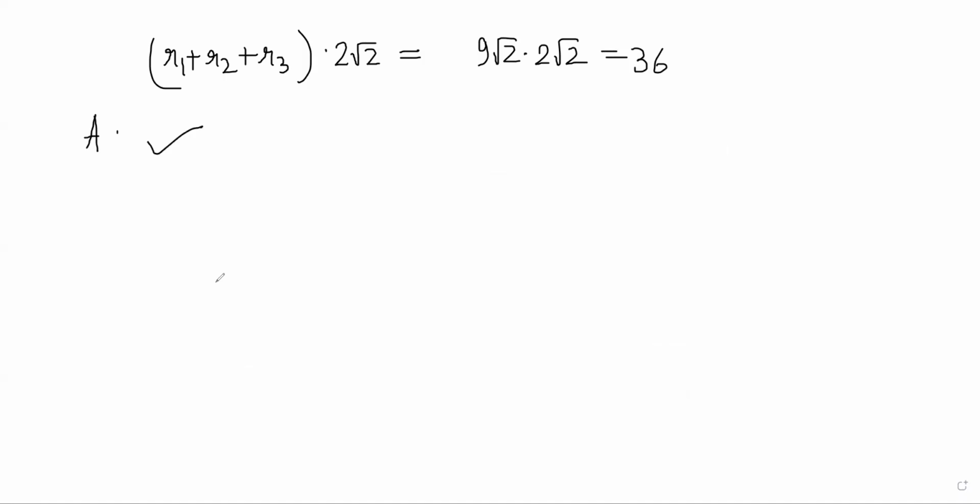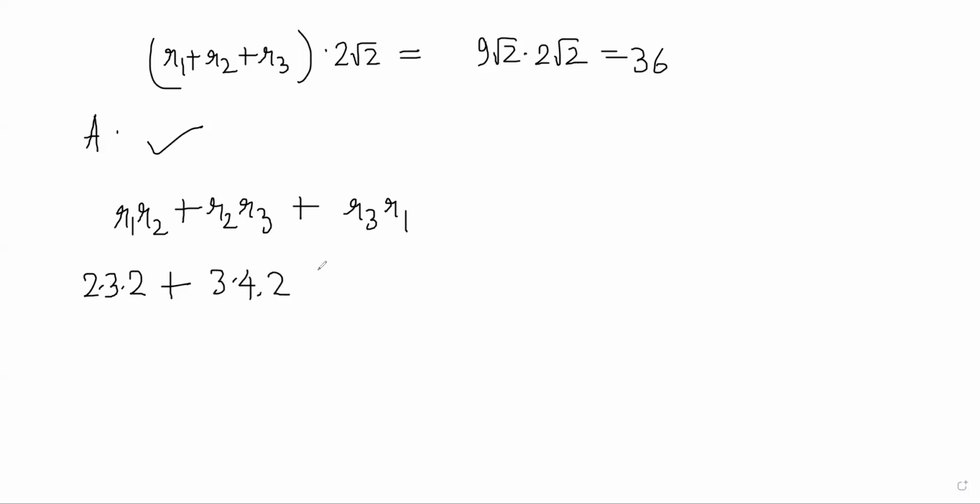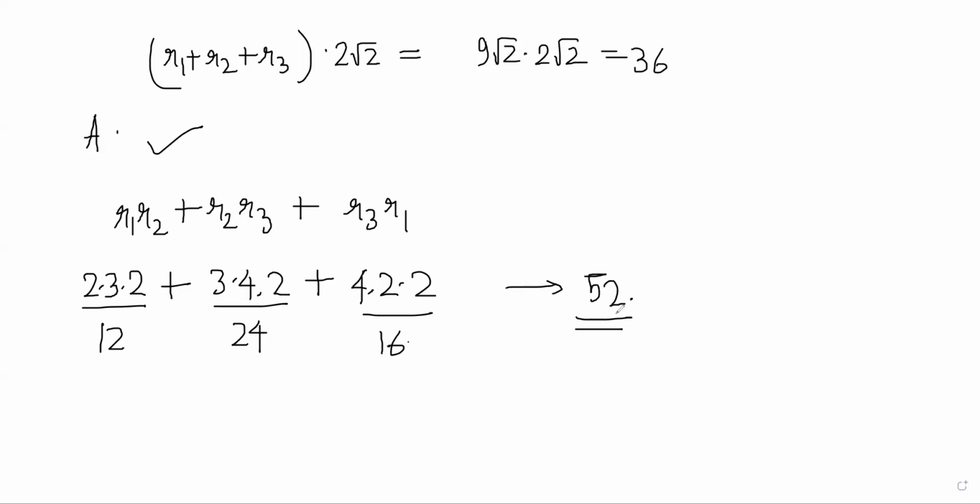And similarly, option B is R1 R2 plus R2 R3 plus R3 R1. So that was 2, 3, and 4 root 2s, right? So 2 into 3 into 2 plus this would be 3 into 4 into 2 plus this would be 4 into 2 into 2. So this becomes 12, this becomes 24, and this becomes 16. So actually you are getting 52 here and not 39, right? So the correct answers for us are A and C in this problem.